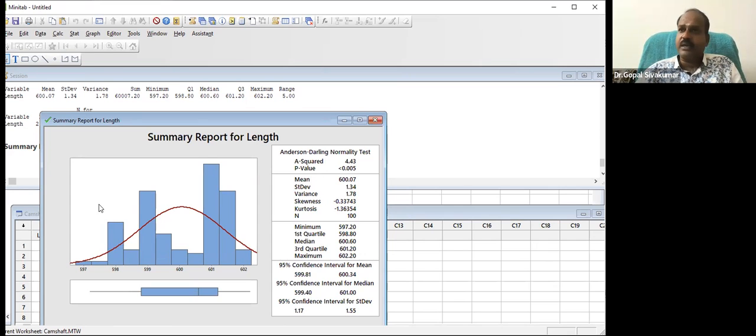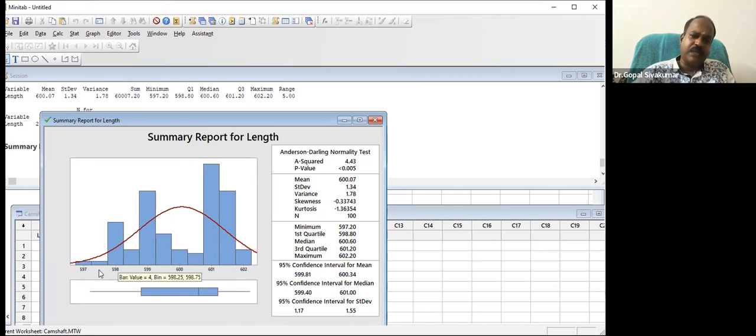First we spoke about Pareto. Now we are speaking about histogram. The histogram will help us to understand how our data is distributed. These lengths, 597, are short pieces. But the 602 and all are longer pieces. You know the difference? Shorter pieces and longer pieces. What is required is a camshaft with the correct length, which probably is the center. In the center, 600 mm is the requirement.